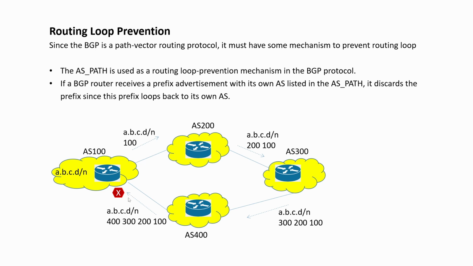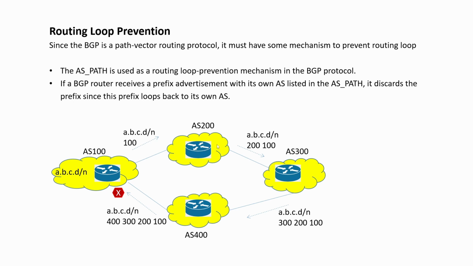In this case, if there is no loop prevention, and AS100 considers the route received from 400 as the best route, what happens? The traffic will loop around from 100 to 200 to 300 to 400 and then 100 again, until the TTL goes to 0. So you may think, why can this loop around? Take a look at this.